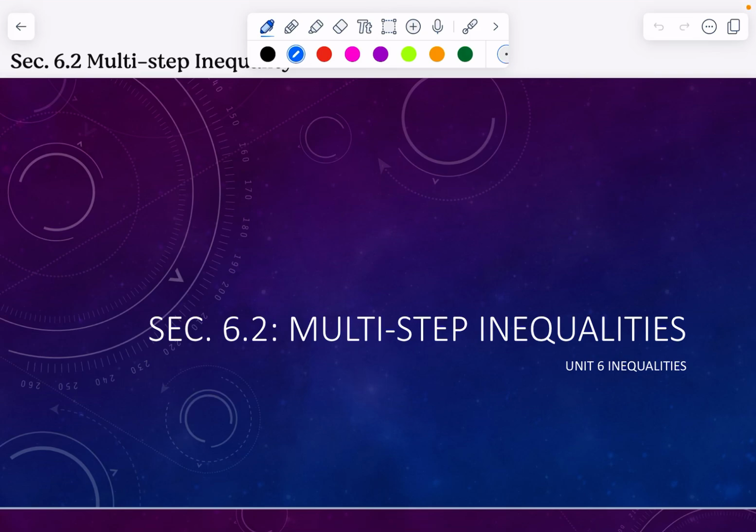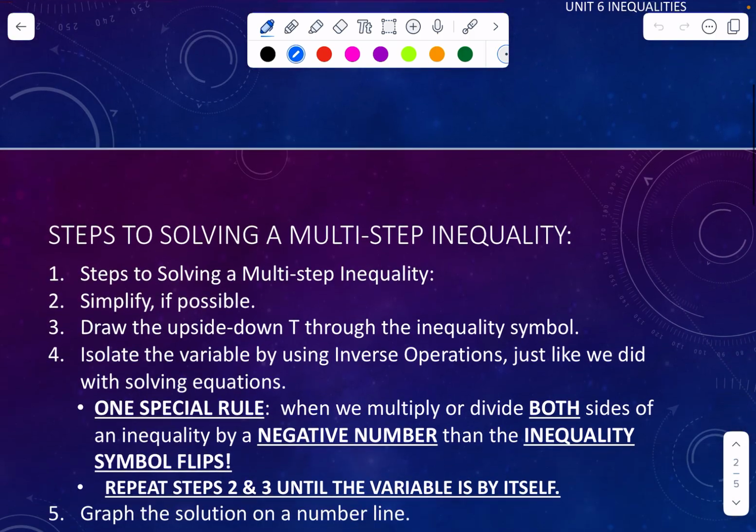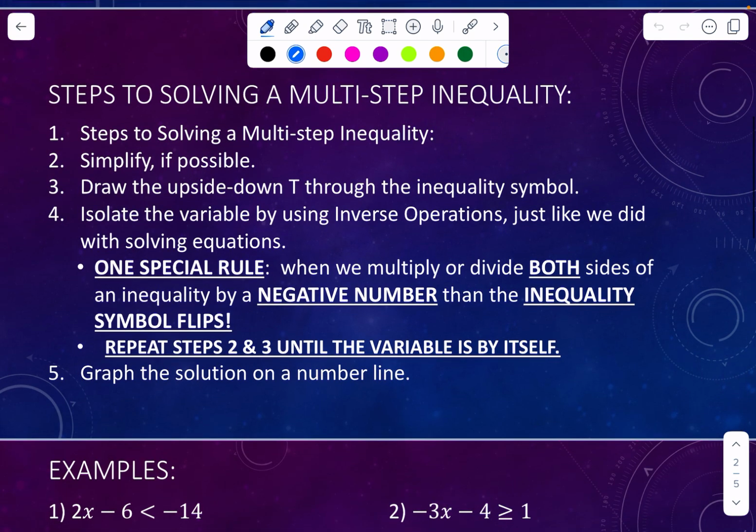In Unit 6, which is inequalities, today we're going to be solving multi-step inequalities. Remember yesterday we looked at solving a one-step. The main difference between a multi-step equation and a multi-step inequality is we graph the solution set, and we also have to remember this one rule that makes it different as well.